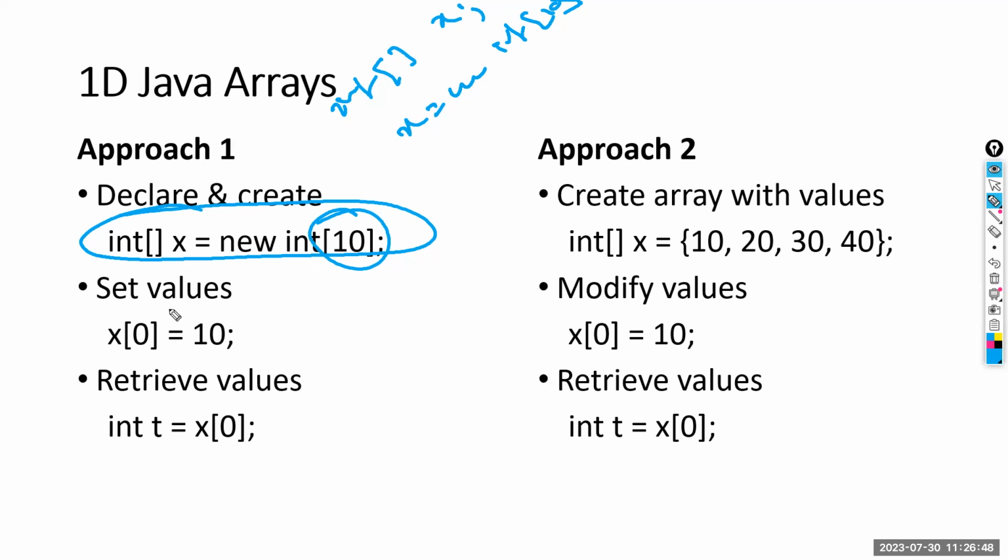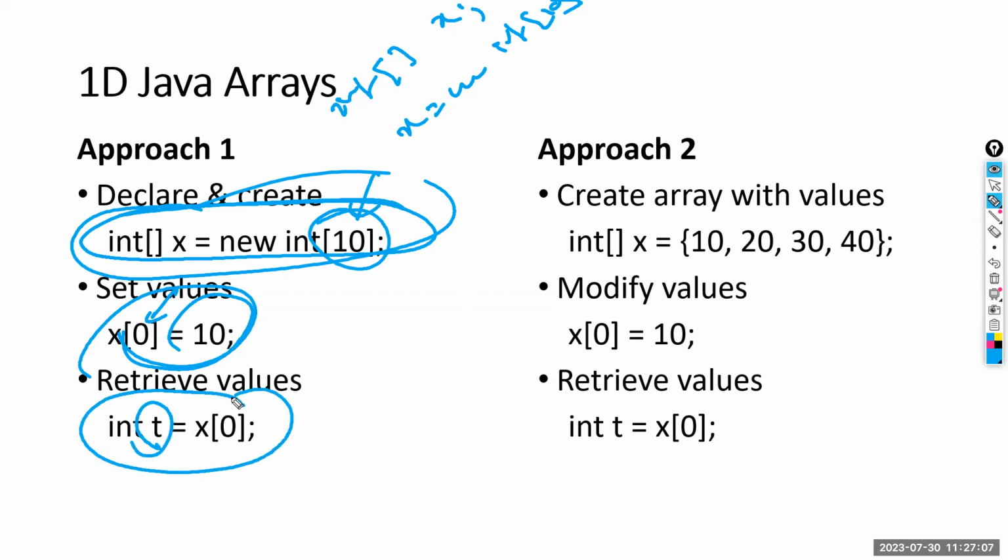So then of course you can set values like this, 0th element, 1st element. Of course you can go up to 9th element. But if you try to go to the 10th element, you will get array index out of bound exception because the memory is allocated only for 10 elements. And of course, later you can retrieve the values and take it to a different variable, or you can print it and so on, right?